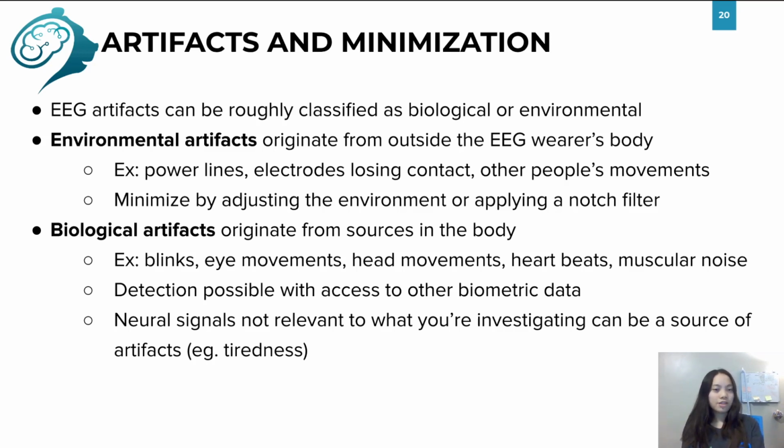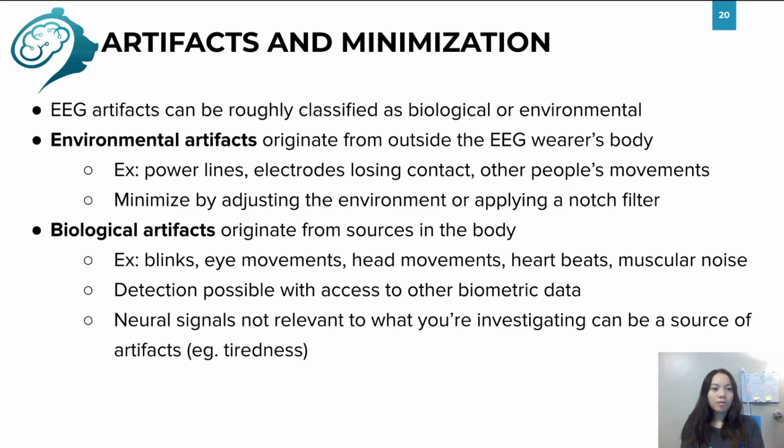Power line interference can be removed by applying a notch filter at around 50 to 60 Hz, as described earlier, and sometimes this filter already comes pre-built in some headsets. The influence of environmental artifacts can also be reduced by using active electrodes, which are electrodes that have an additional low noise amplifier inside of them.